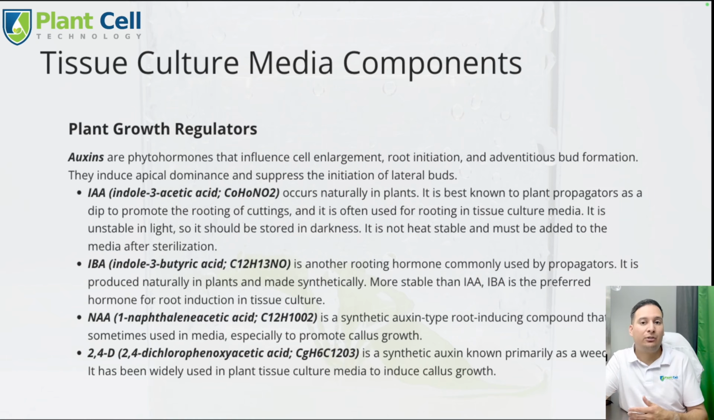The disadvantage of using IAA is that it is naturally produced by plants, which is great. However, in tissue culture, it's not heat stable. You have to sterilize the media, which means heating it up to 121 degrees Celsius for 15-20 minutes, depending on how much media you're making.